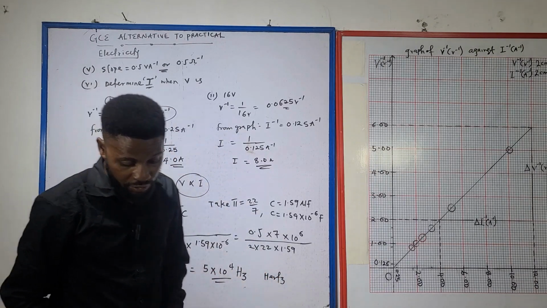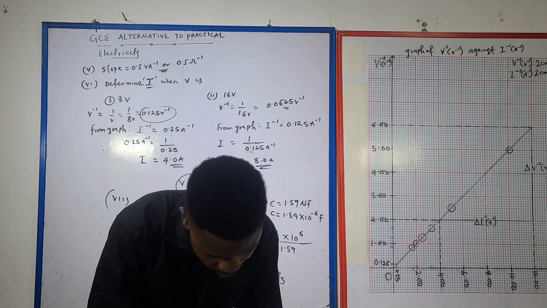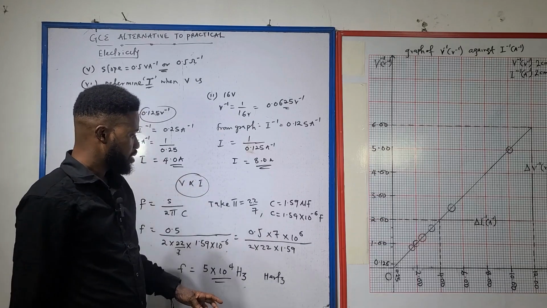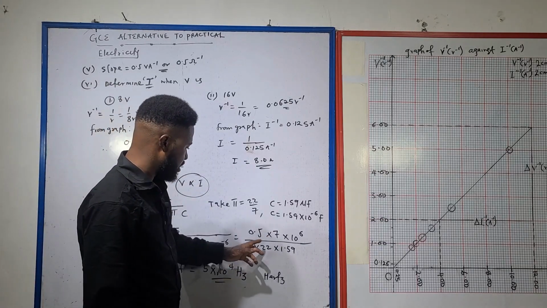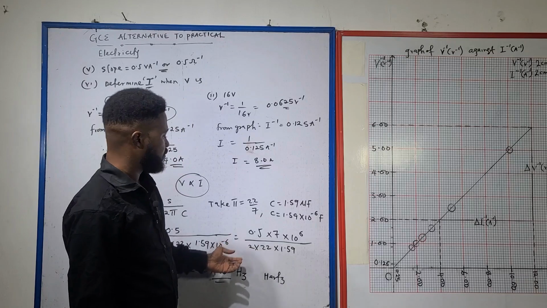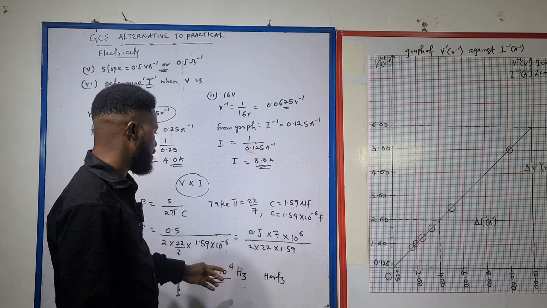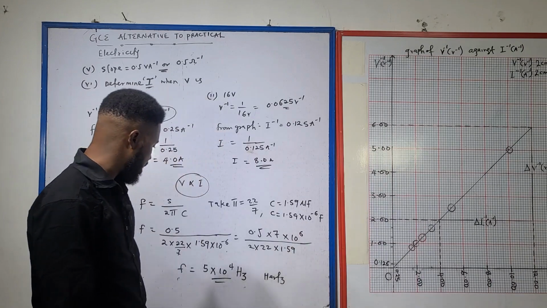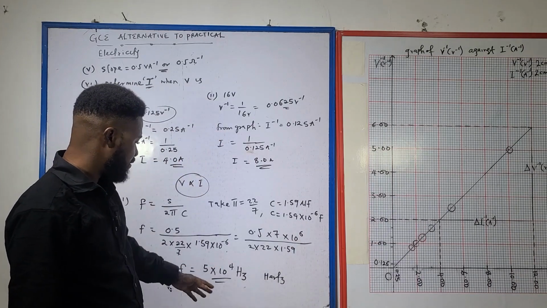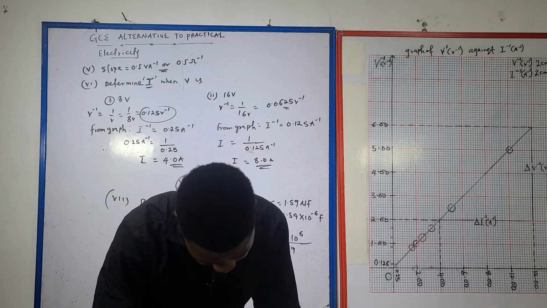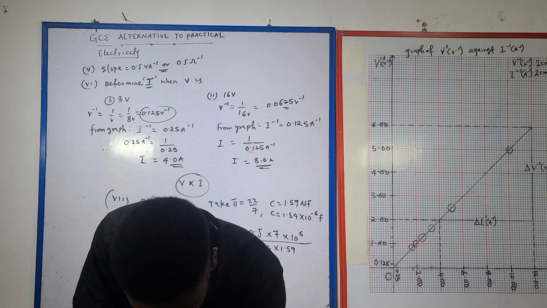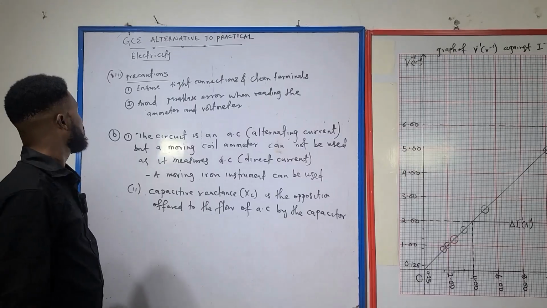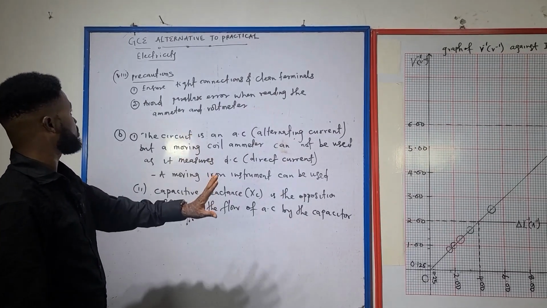So that is going to give you 5 times 10 raised to power 4 hertz. Look at it very well: 0.5 times 7, then you divide by 2, divide by 22, and divide by 1.59. Then you have your 10 raised to power 6 there. Of course, what you're going to have is 5 times 10 raised to power 4. So to the next question, question 8. So that ends question 7.